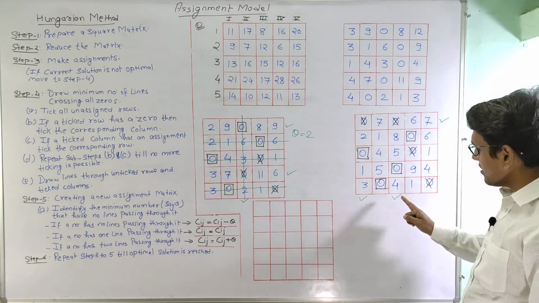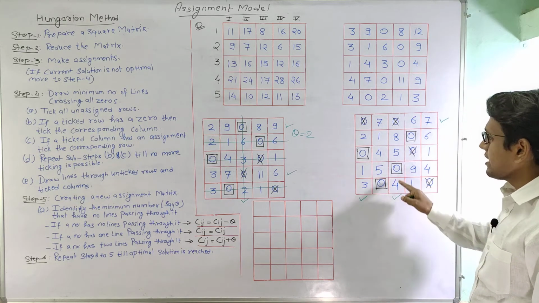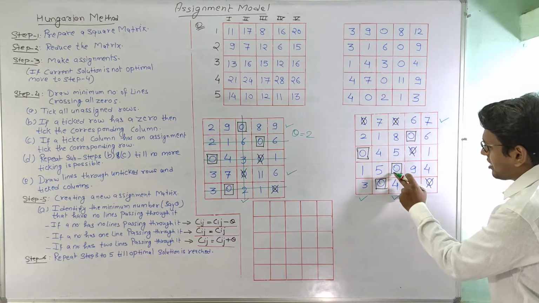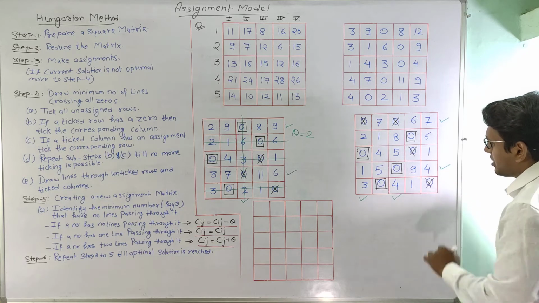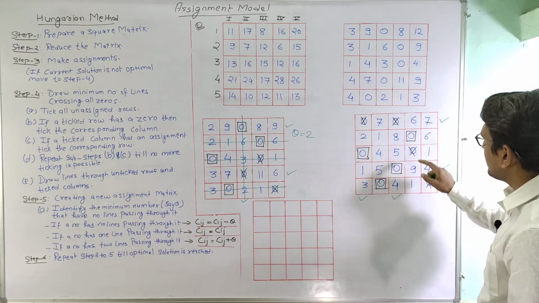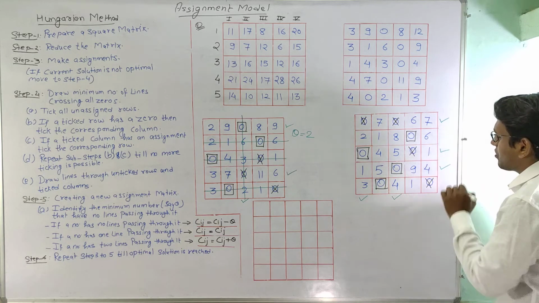And now if this column has an assignment, take the corresponding row. So this is having an assignment, so we will take the corresponding row. Again this column is also having an assignment, so we will take the corresponding row.